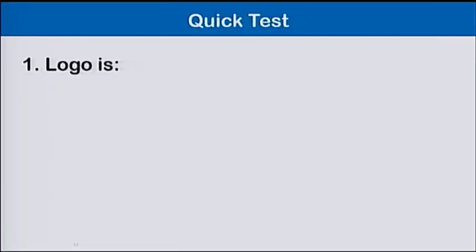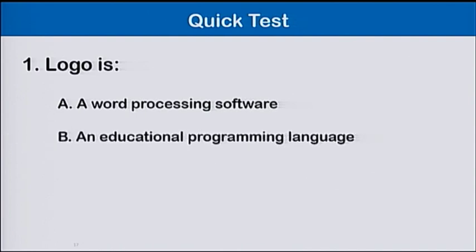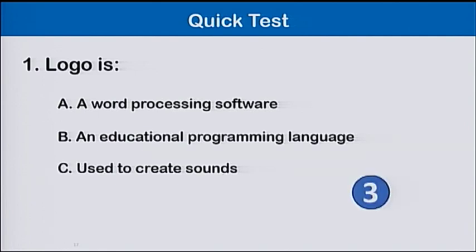We will now do a quick test to see what you have learned today. Test number 1. Logo is A, word processing software, B, an educational programming language, C, used to create sounds. Answer is B. Logo is an educational programming language.